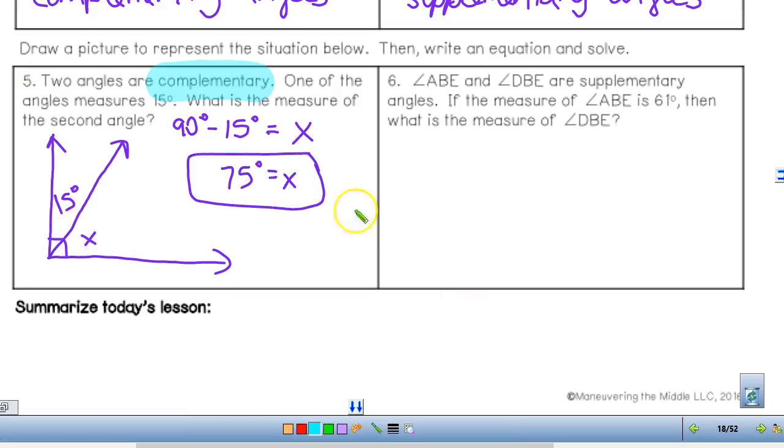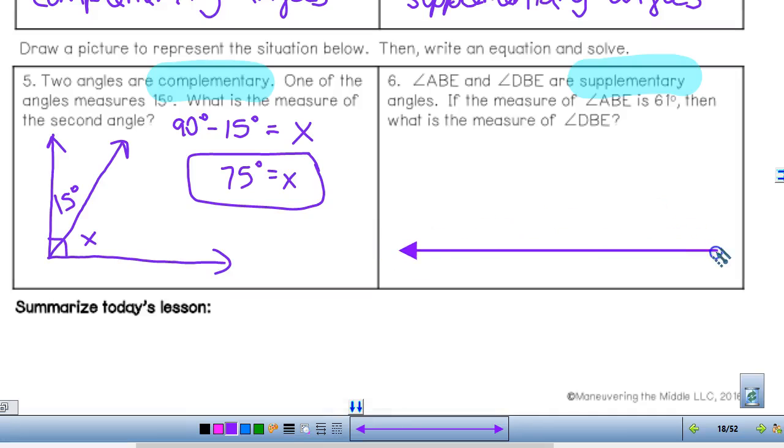And last but not least, question number 6 says angle ABC and angle DBE are supplementary. As soon as I see the word supplementary, I know supplementary, straight line, 180 degrees. So I'm going to go ahead and draw a straight line for myself here. And we've got 2 supplementary angles. So then I'm going to go ahead and draw an angle in here somewhere, so I can see that this is divided into two different angles.